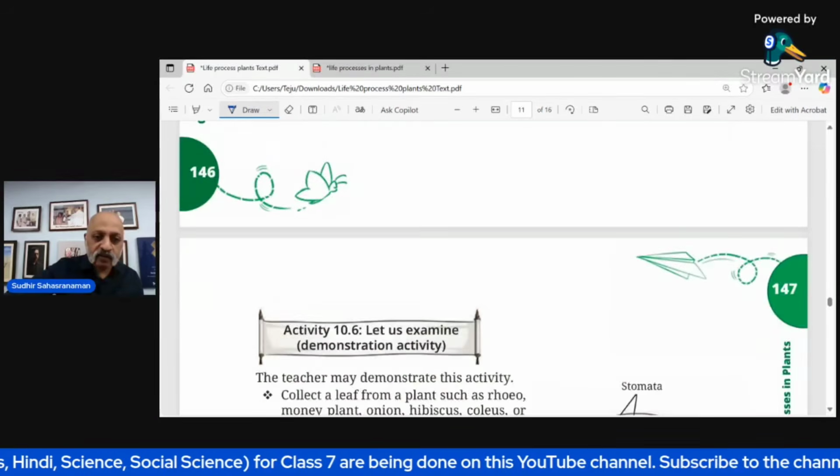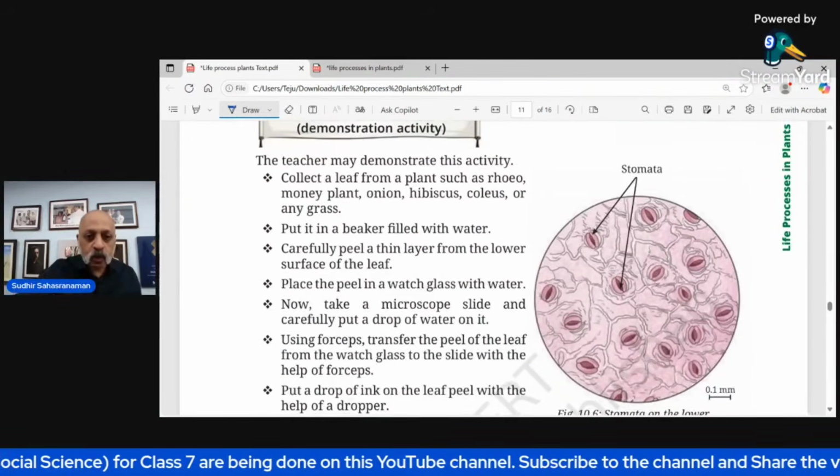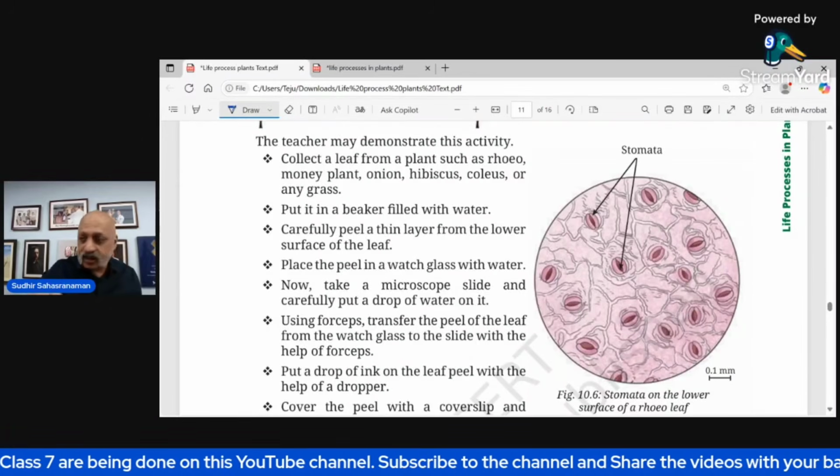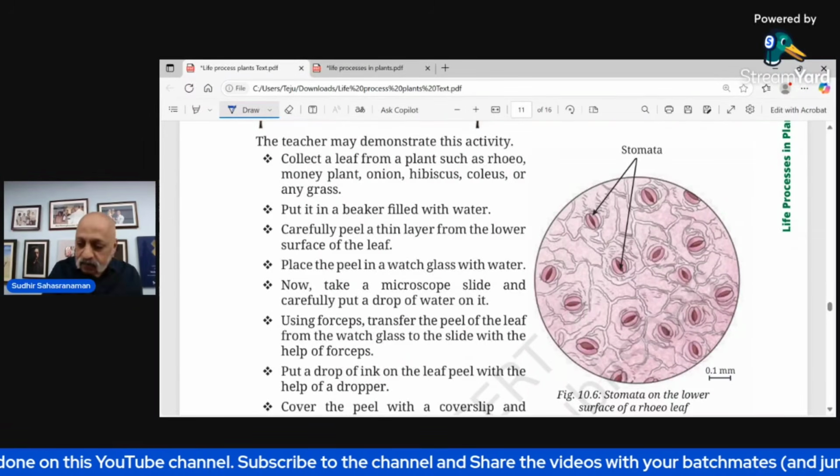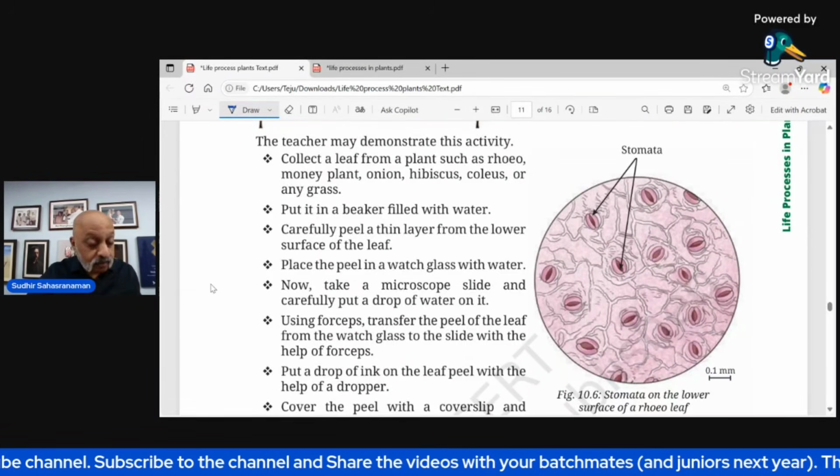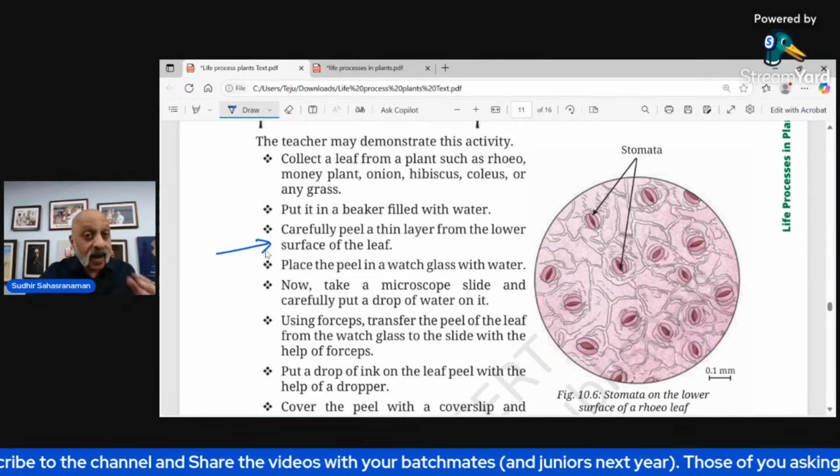Let's do an activity for that. You take a leaf like this, and this part you remember. I'm surprised this has not been explained, but I'm going to explain.